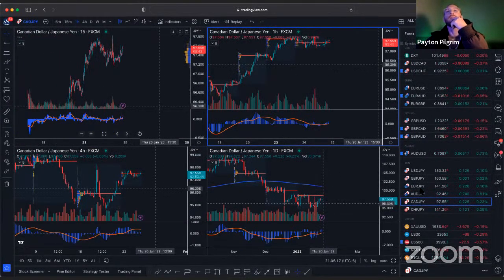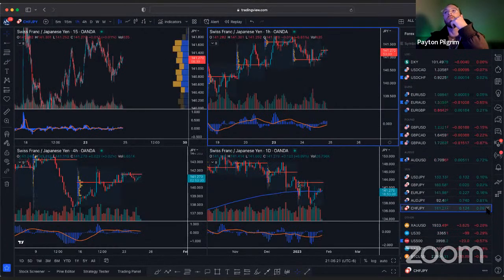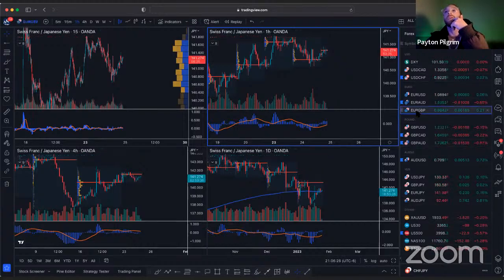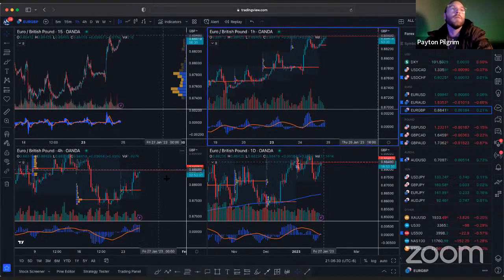CAD, JPY is ugly, and so is that. So I'm going to just do this because I'll never, ever trade those a day in my life. Let me look at EG because it's been moving. All right, EG is probably something to look at.